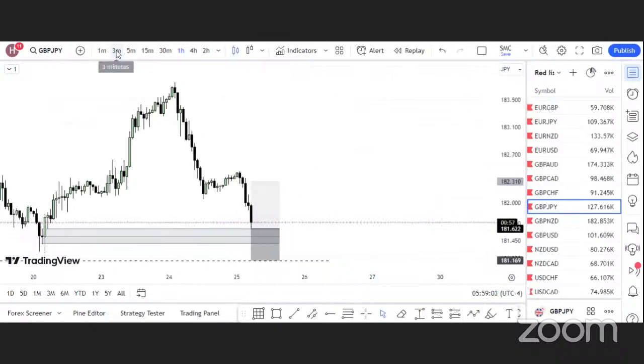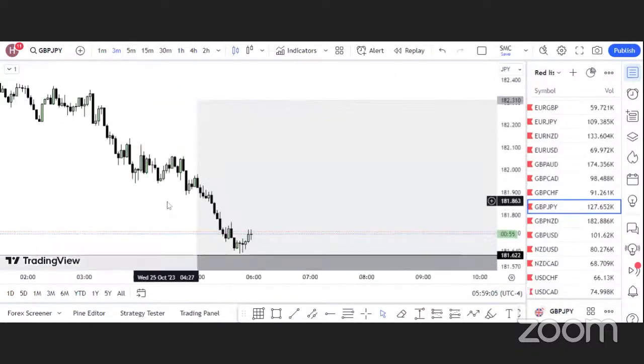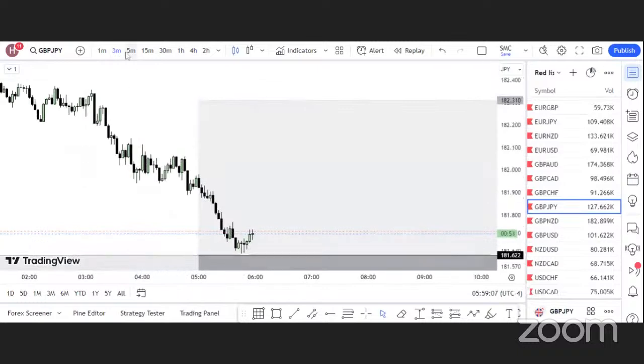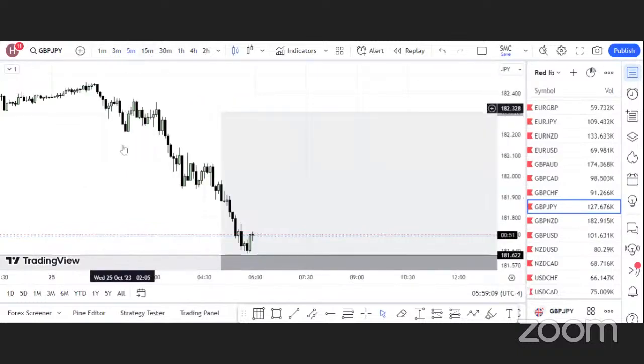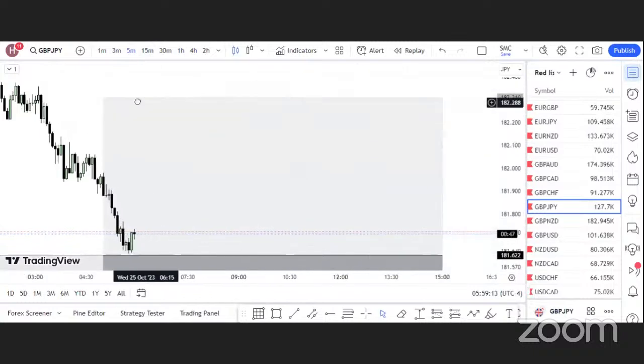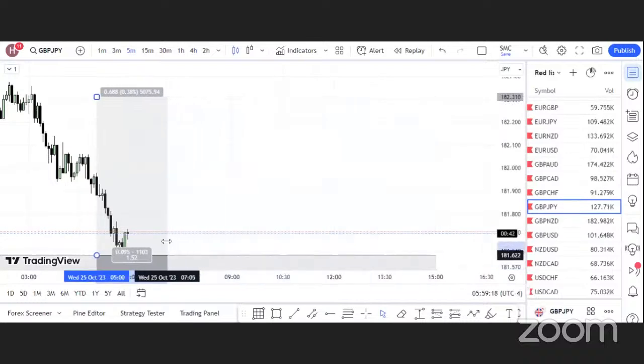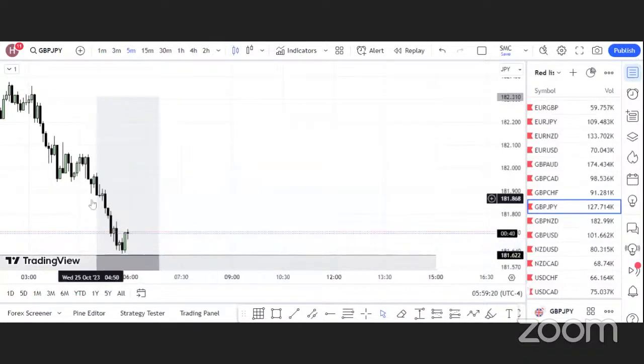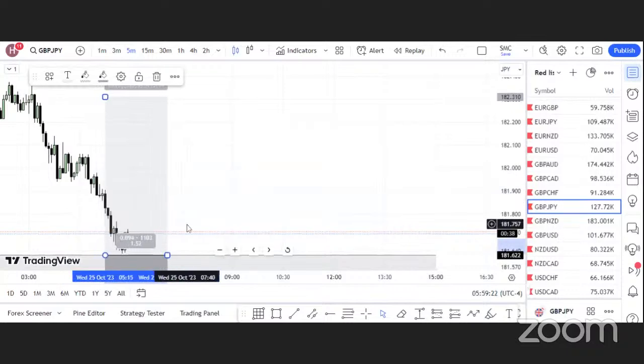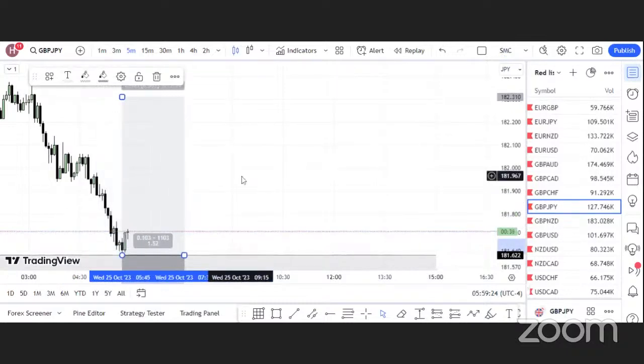All right. But if I'm going to take this trade, I would love to see a confirmation on the lower time frame, maybe the 5 minute time frame, a small change of character, maybe. Okay, and that can boost my confidence. All right.